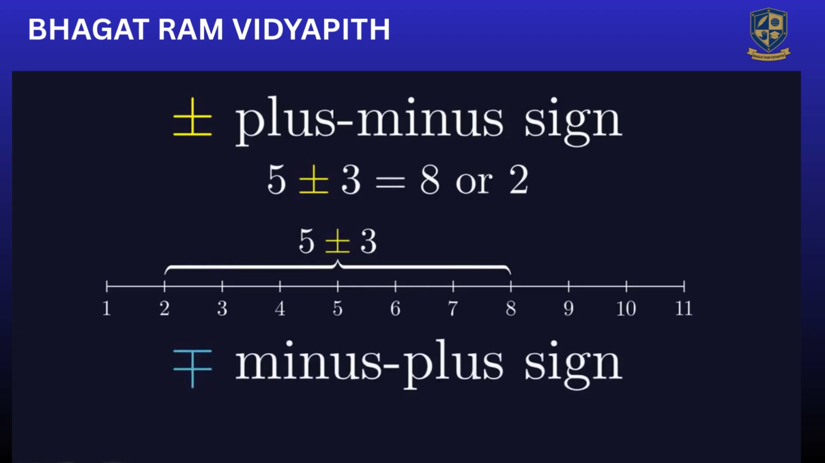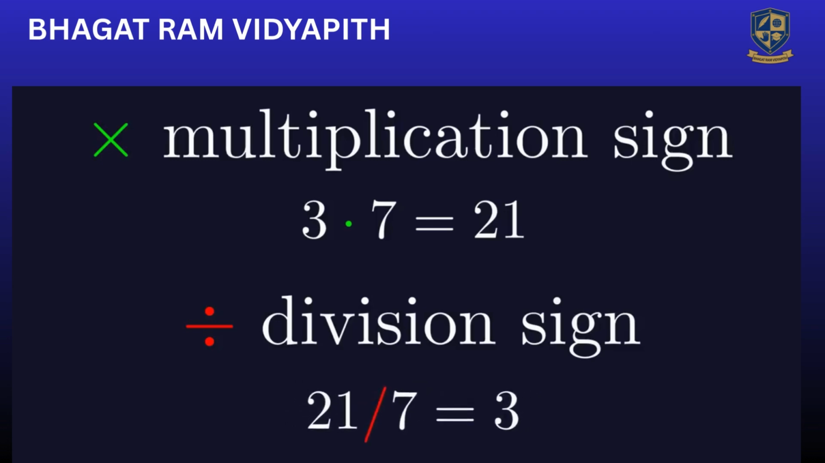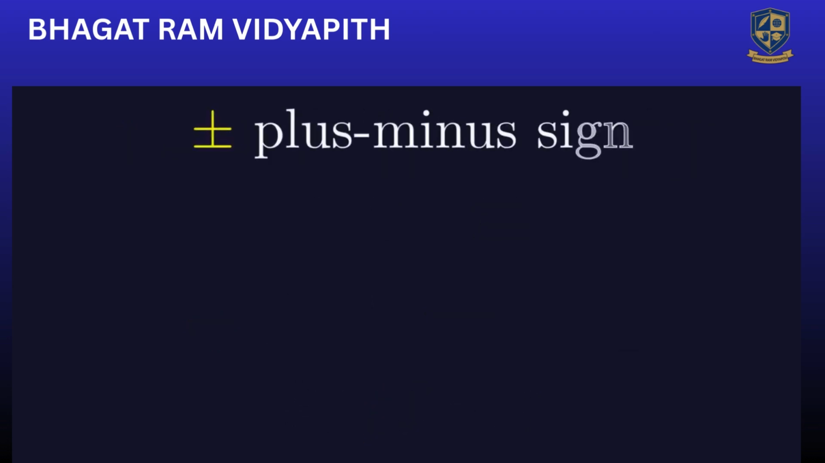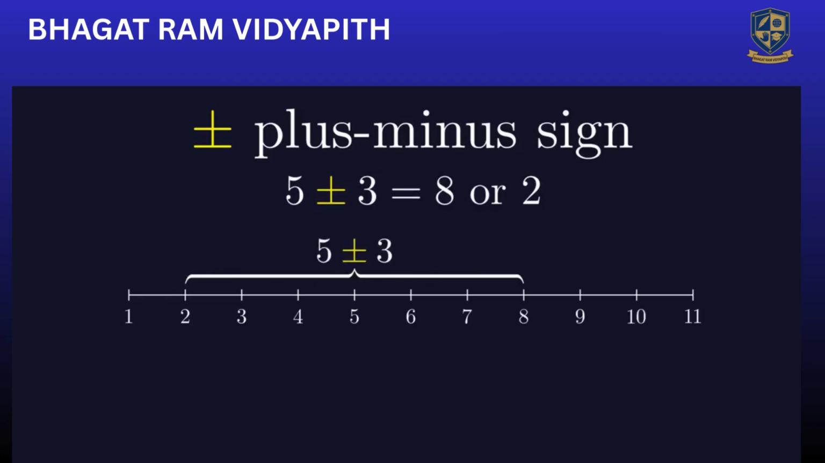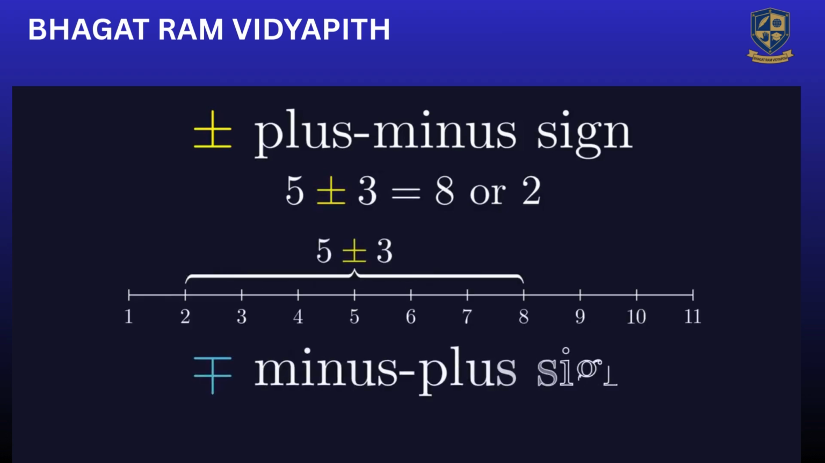Plus minus denotes either plus or minus. Sometimes it can also be used to denote a range of values. Its counterpart, minus plus sign, is used in conjunction with the plus minus sign. It denotes the opposite sign of plus minus. For example, this expression means that it's either A plus B minus C or A minus B plus C. Both signs can't be the same.